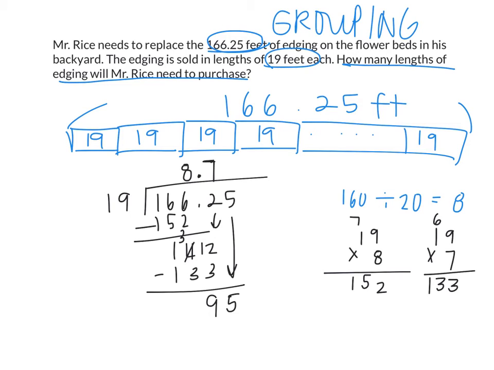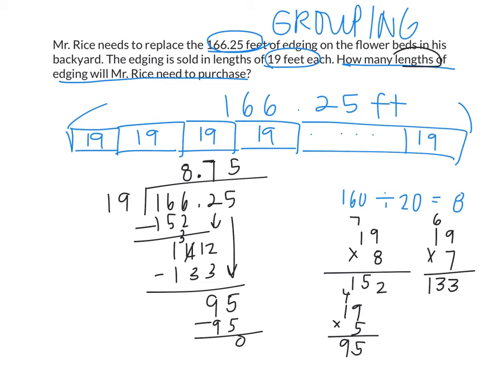95 is pretty close to 100, and 19 is pretty close to 20. So I'm going to try 5. Okay. And I'm going to multiply 19 times 5 is 95. Perfect. 95. I have no remainder. So my quotient, or my answer, is 8.75.